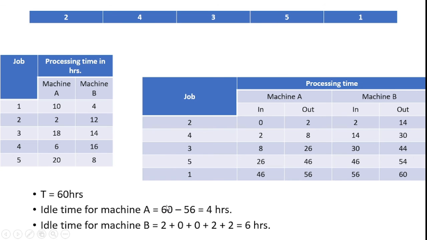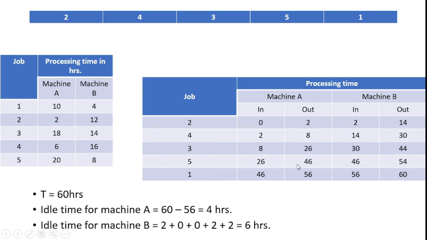After that, idle time for machine B. In some steps, the machine B is stopped. I mean, machine B is waiting for loading the job. So idle time for machine B is also available. When I load the second job into the machine B, it waits 2 hours initially, so 2 hours of idle time is available with the initial loading. After that, 14 hours completed the job 2 and 30 hours completed the job 4. So immediately I load the job 3 with the machine at 30 hours, and then 44 hours is the processing time of job 3 in machine B.